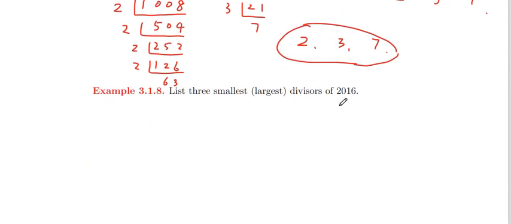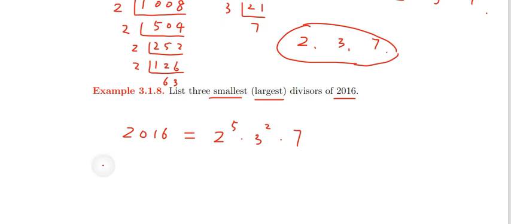Now for this number, we want to find the smallest or largest divisors. For such a problem, let's say 2016. At first, we need to factor it as 2 to the 5th, 3 squared, and 7. So for the smallest, we just find the 3 smallest divisors.